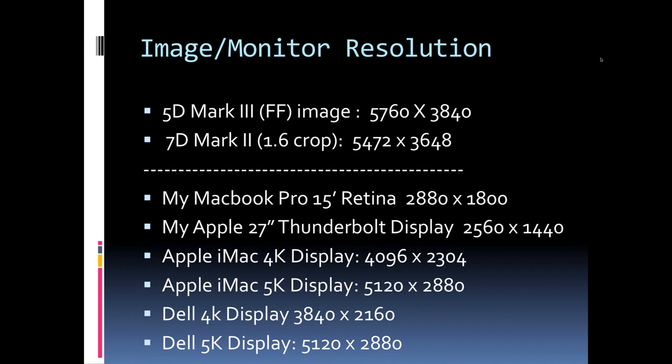All right, let's talk about image and monitor resolution. This is something that I've been playing with and thinking about for a long time. When we take our pictures with our cameras, I've got two examples here, the 5D Mark III, I'm a Canon guy, in case you didn't know, and the 7D Mark II. The image resolution of the 5D Mark III is 5,760 pixels by 3,840. And the 7D Mark II is 5,472 by 3,648. So the resolution of the 7D Mark II is almost as good as the full frame, but not quite. Just a little less resolution.